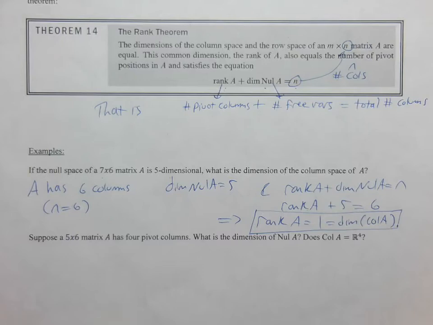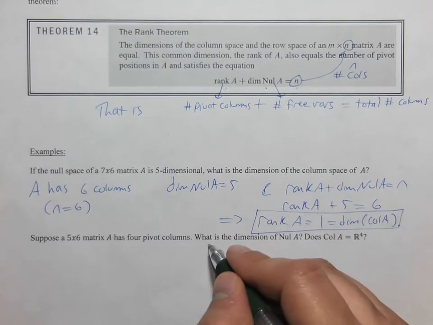Okay, another sort of similar problem looks like this. So let's say we have a 5 by 6 matrix, and it has 4 pivot columns. What's the dimension of the null space? And then the second part of this is, does the column space equal R4? Okay, so the first part of the question doesn't take very much.